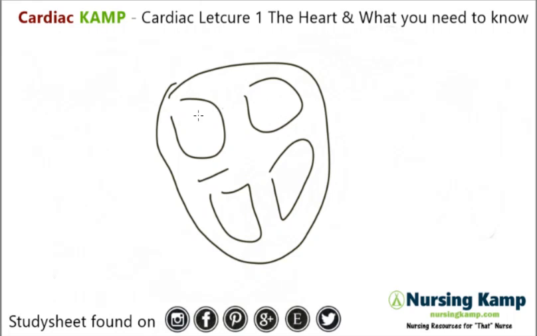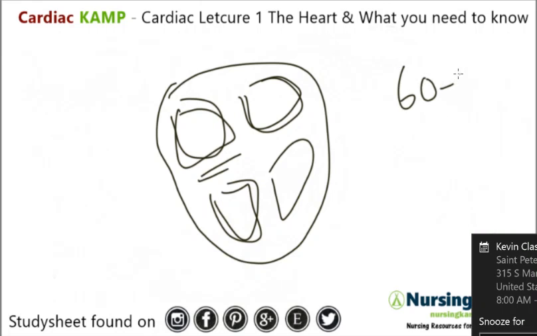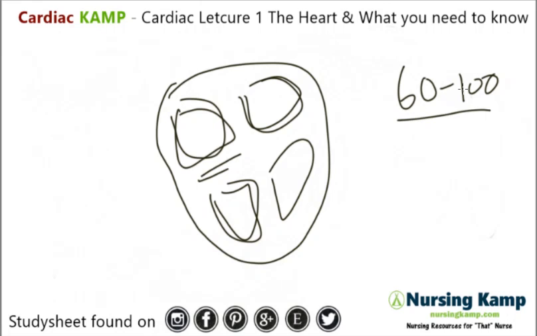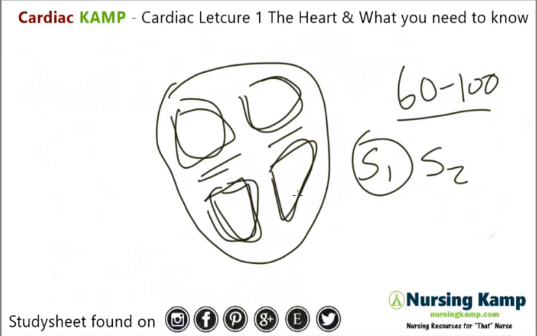So like I said, if everything is functioning normally, we should have normal hemodynamics and a normal heart rate, which would be about 60 to 100. Also, we should have normal heart sounds. And heart sounds are indicative of valves closing. That's S1 and S2. Now, what I'm talking about is these two valves, which are called your AV valves.